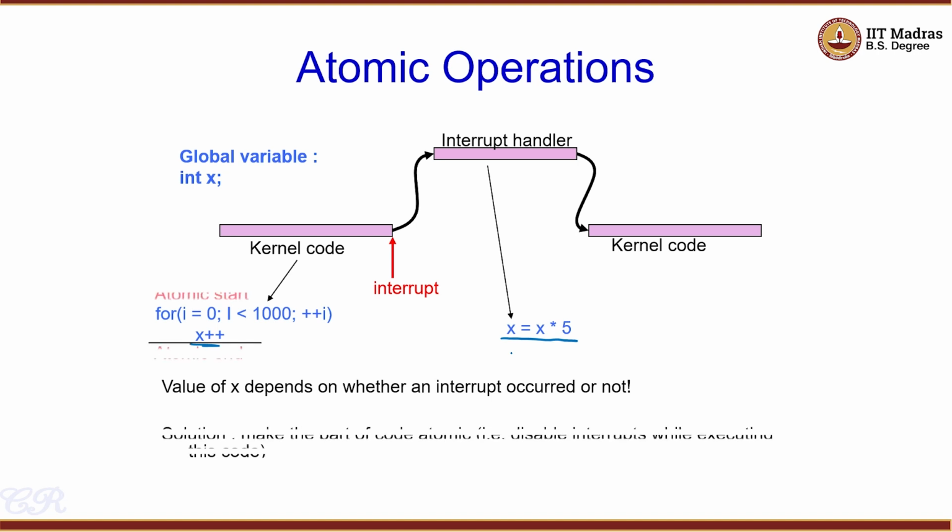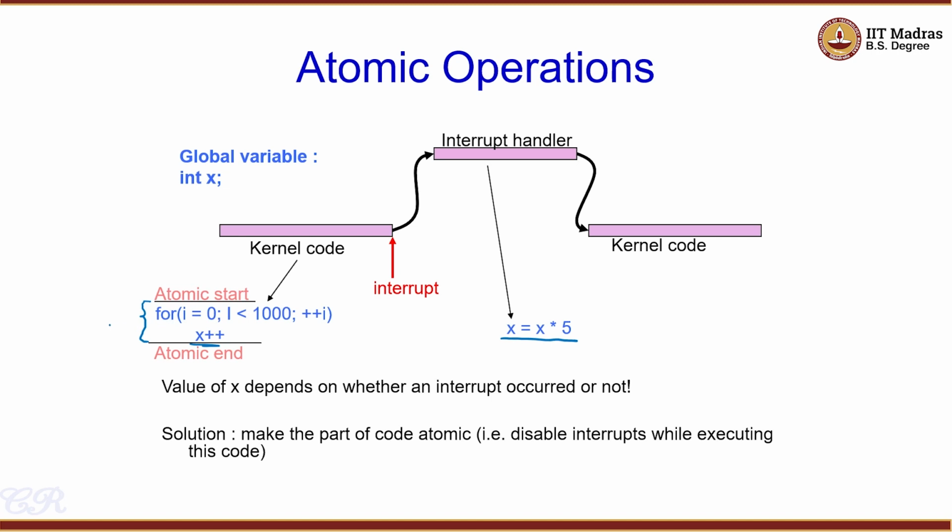So, therefore, what we do is we mark this region as atomic, right. So, we say that there is atomic start and atomic end. Later in the course, we will see how to define this atomic start and atomic end. But the fact over here is that by defining this piece of code, this for loop, as atomic, it means that it cannot be interrupted.